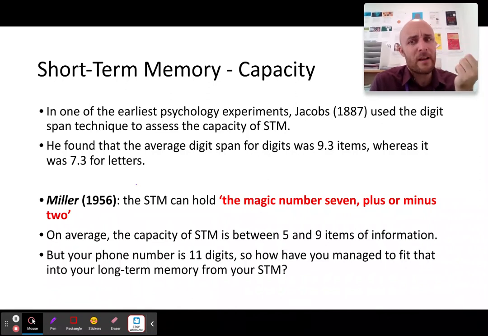If you've got quite a bad memory, for example, you're probably only able to remember 5 digits. That's not a lot of information you can hold in your head.